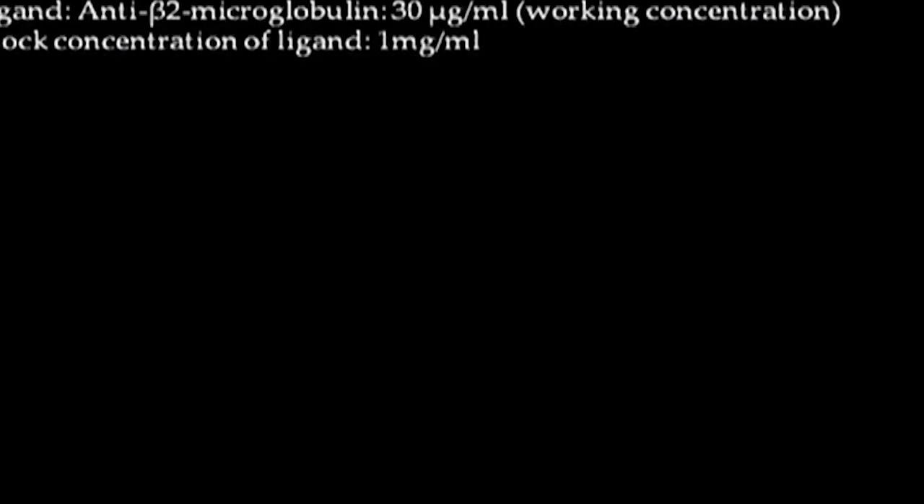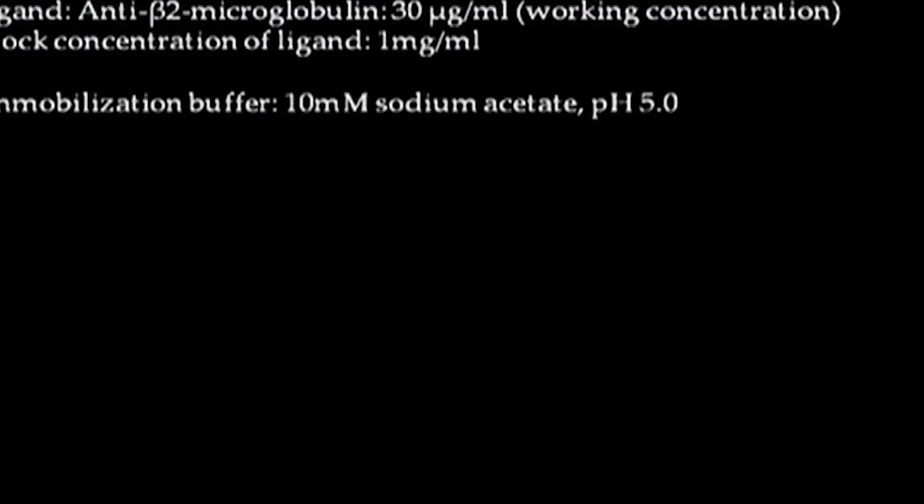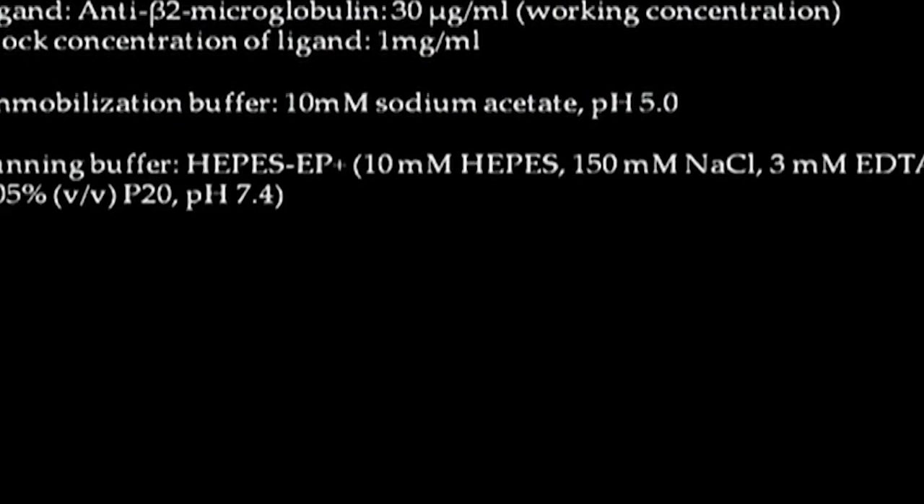We prepared a working concentration of 30 microgram per ml of beta 2 microglobulin antibody from a stock concentration of 1 mg per ml, using an immobilization buffer of 10 millimolar sodium acetate pH 5. We prepared HBS-EP Plus as the running buffer, which was connected to the system followed by priming.